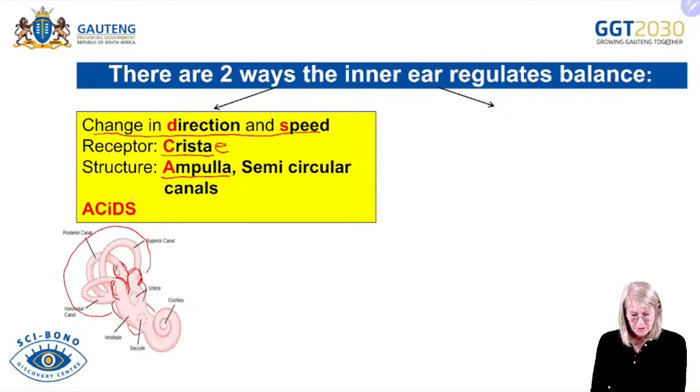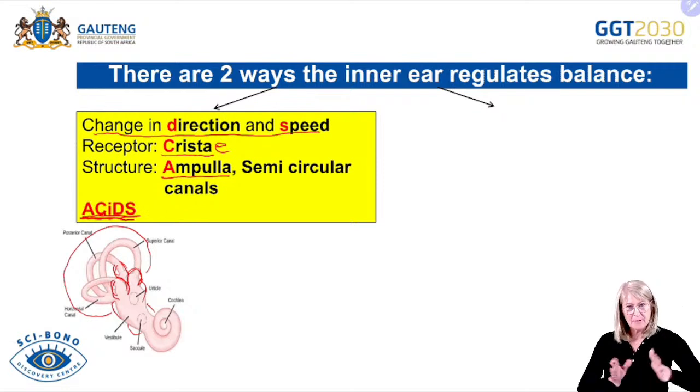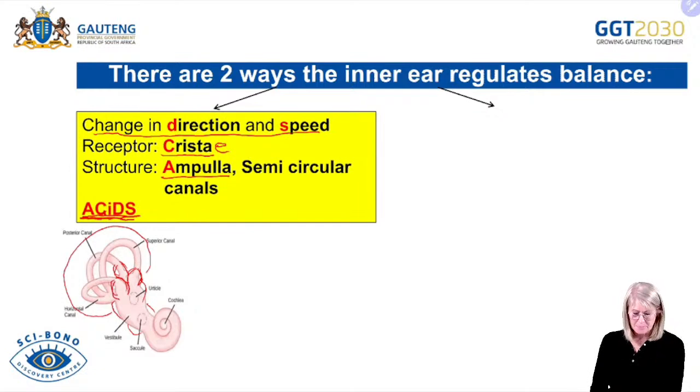Again, we've put a little mnemonic here to help you remember that, and it's ACIDS: the ampulla, which contains cristae, is receptive to change in direction and speed of your head. So that is when they would be stimulated, and then your body would maintain balance.